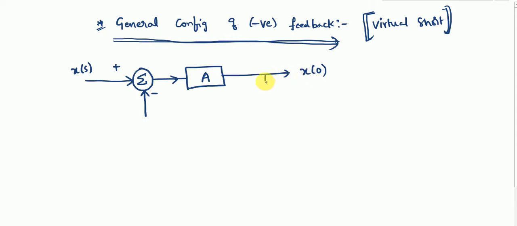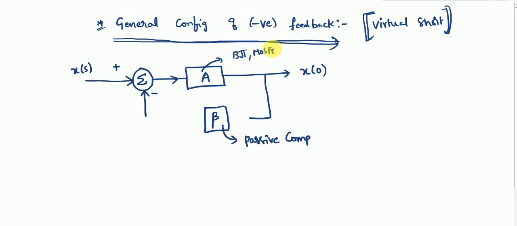The feedback will be taken from the output and given to a feedback network beta. This is made up of passive components like resistors, inductors and so on, and the basic amplifier is made of BJTs, MOSFETs, etc. Now the output is taken through the feedback network and fed back to the input. Let me take it as X of F. As we are taking the difference here, let me call it X of D, a difference signal. So this is the basic diagram.